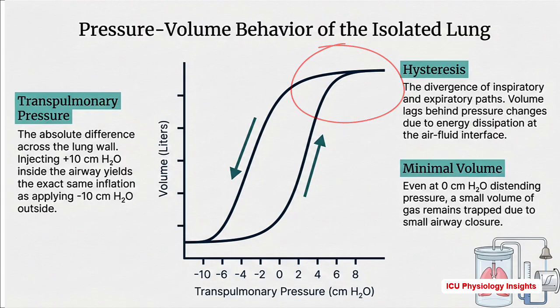Second, it exhibits something called hysteresis. What this means is the inspiratory and expiratory paths are not the same. For any given pressure, the lung volume is actually higher during deflation than inflation. And that energy difference? It's almost entirely attributable to the effects of alveolar surface tension.